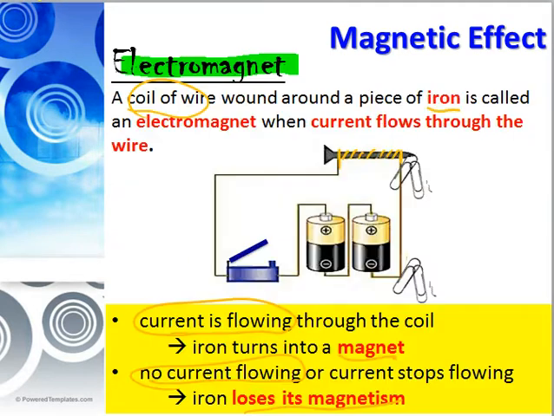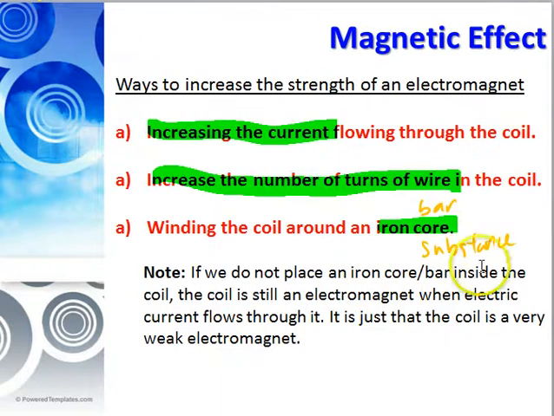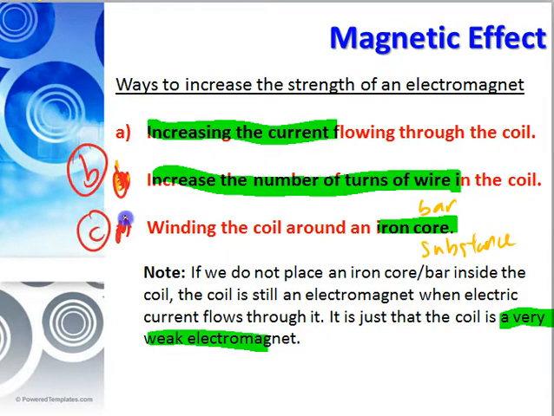Now from the diagram, initially you're thinking, oh, the iron must be here in order for the magnetic effect to be shown. In actual fact, if we do not place the iron core, iron bar, or iron nail inside the coil, the coil is still an electromagnet, just that it is very weak. Take note, it's a very weak electromagnet. That's why we need to put the iron core. So you can see that these three ways, A, B, and C, are what we can do to increase the strength of an electromagnet.